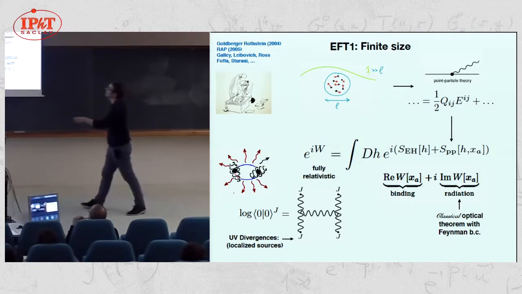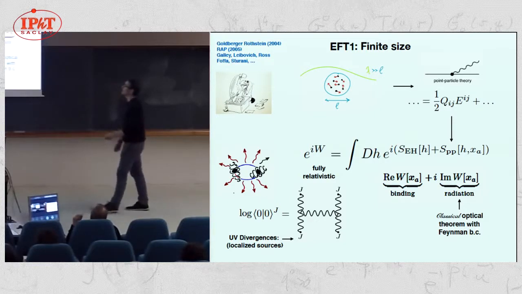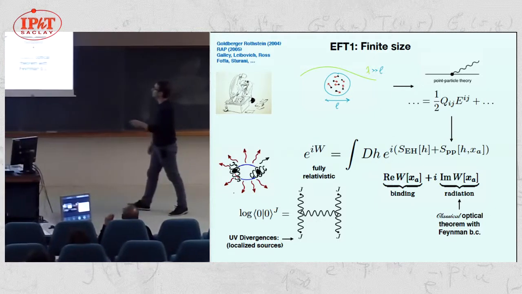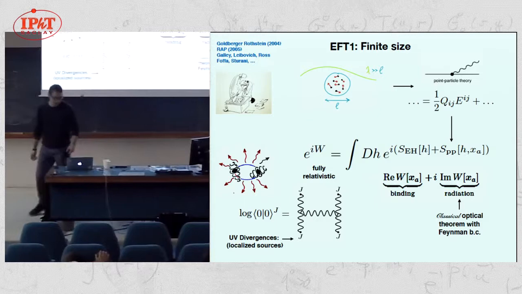a conversion factor, really. These are the static sources that are described by my point particle theory. These pieces will come from the Einstein-Hilbert action, and we're just going to go ahead and compute, get real parts and imaginary parts, and we get the binding and the radiation.